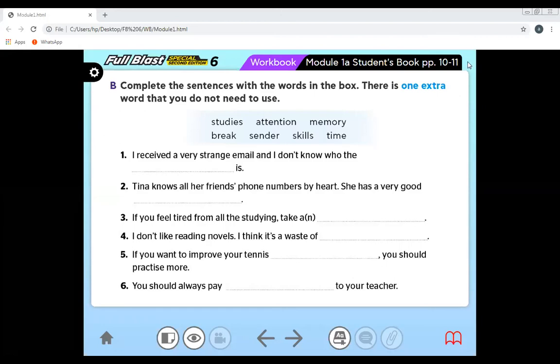It's not on the screen. Remember, this exercise is in your sheets. Open your sheets. Exercise E, number one. The answer of number one is as active as. Number two.